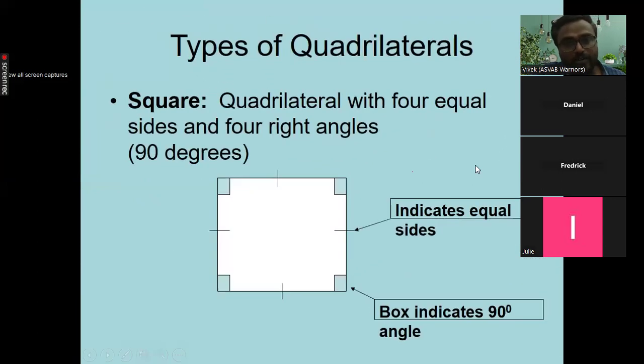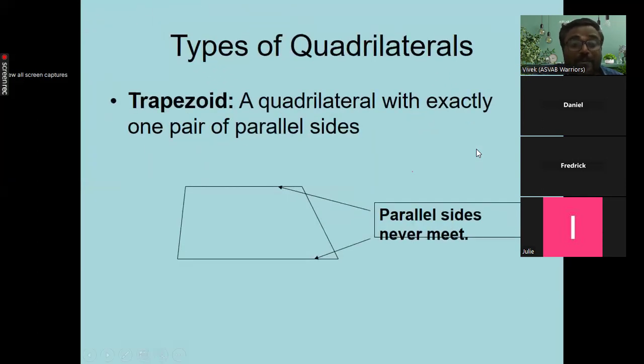Now square, as I told you, is a quadrilateral with four equal sides and four angles which are each 90 degrees. Let's move on. Trapezoid. A trapezoid basically has a single pair of parallel lines. Parallel sides are the sides which never intersect each other. They'll go on till the end, but they will never meet each other. So a trapezoid will have a single opposite pair which is parallel. Let's move on to the next.